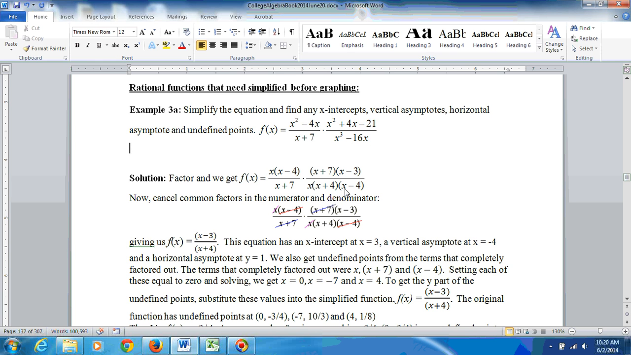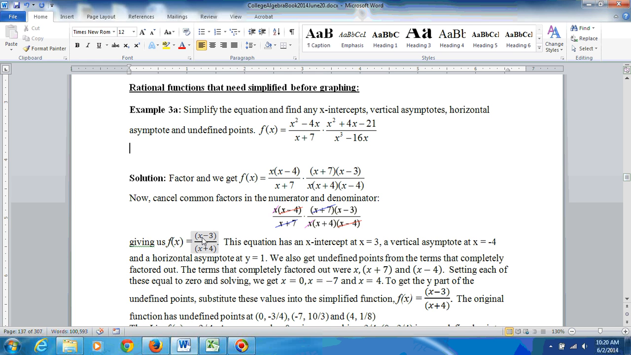Now I'll start canceling some things out. The x cancels out with an x, the x minus 4 cancels out, and the x plus 7 cancels out, so we're just left with f of x equals x minus 3 over x plus 4. To find the x-intercepts now, set the numerator equal to 0. If you set x minus 3 equals 0, you get x equals 3. To find the vertical asymptote, set the denominator equal to 0, and you get x equals negative 4.